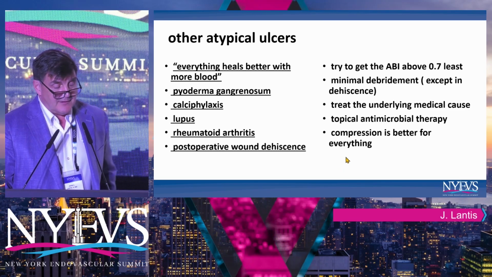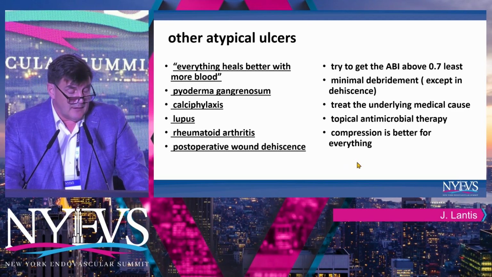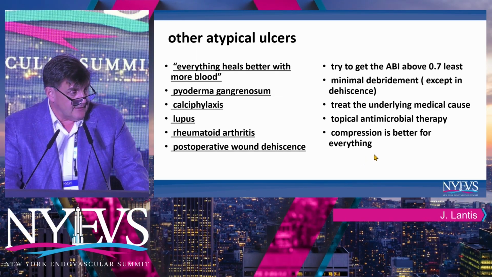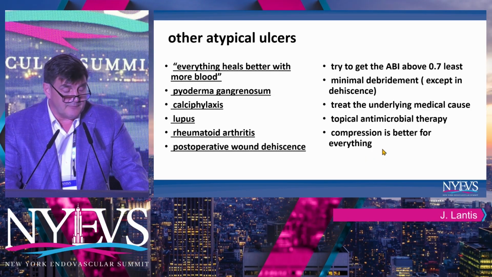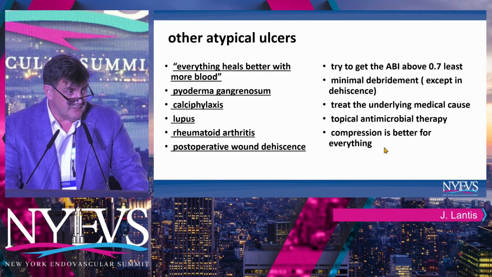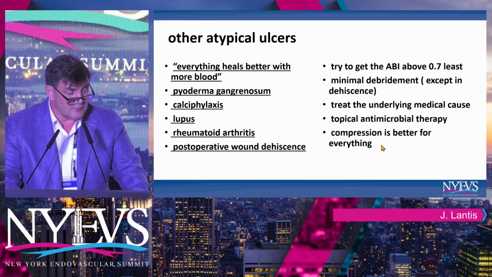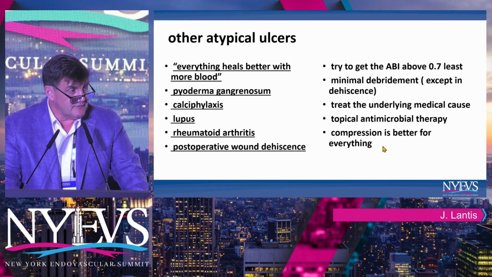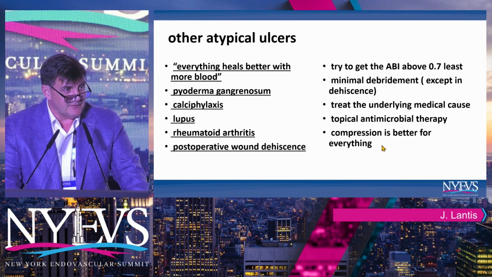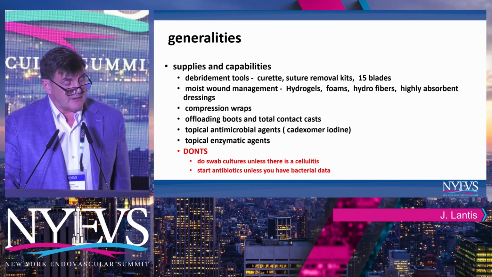Atypical ulcers, remember that other things other than these high volume ulcers heal better with perfusion. So you may get some patients who have atypical disease, and they're usually going to be getting something along the line of minimal debridement because they're not healing well, and they probably have some rheumatologic disorder. You need to treat that underlying cause, which is often going to be with your rheumatologist or your hematologist. You're going to use a topical antimicrobial therapy, and compression works well to help these, but they need to have good perfusion, so you're going to get asked to do this. And in closing, there are a couple generalities.